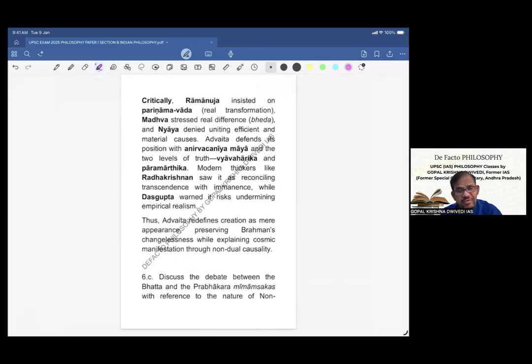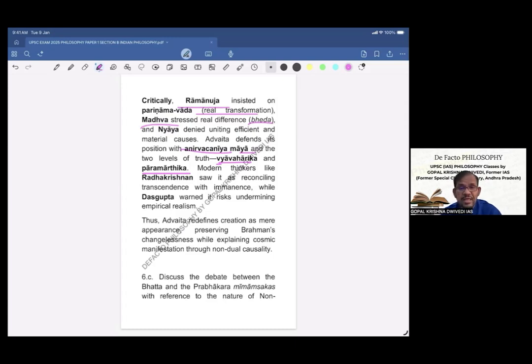Now we'll briefly evaluate this critically. Critically, Ramanuja is one of the severe critics of Shankaracharya. Ramanuja insisted on Parinamavada, that is real transformation, whereas Shankaracharya holds Vivartavada. Madhva stresses real difference. And Nyaya denied uniting efficient and material causes. Advaita defends its position with Anirvachaniyata, Maya, and two levels of truth, Vyavaharika and Paramarthika. So these are the defenses of Advaita Vedanta.